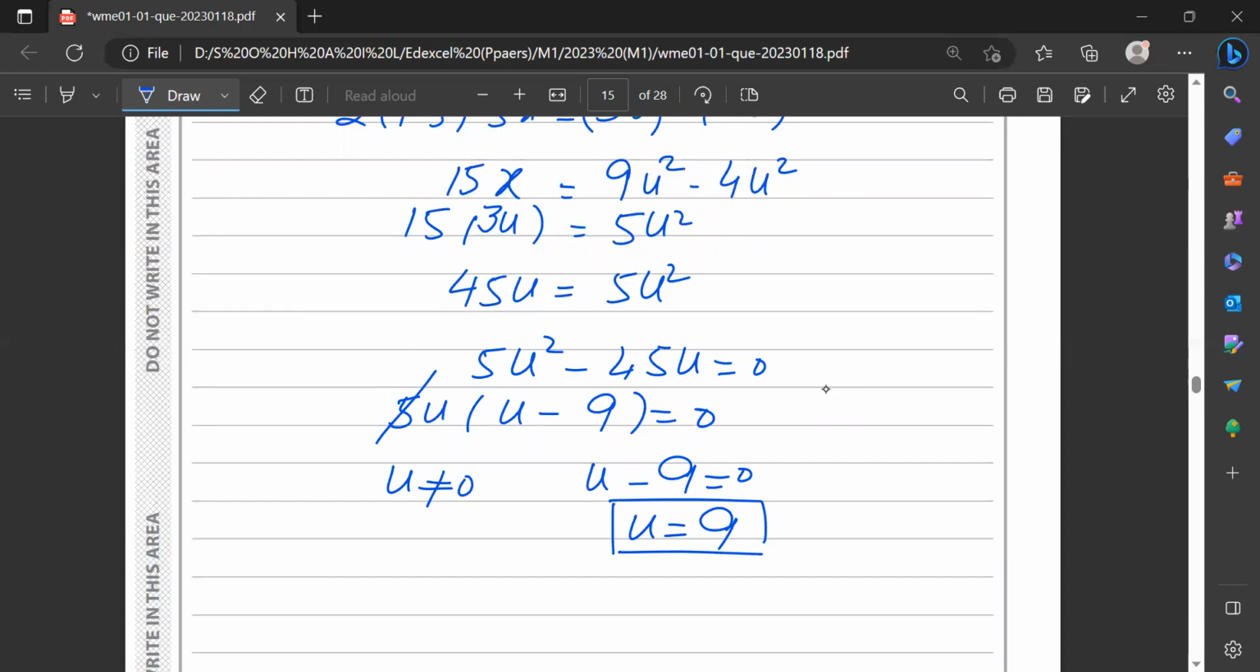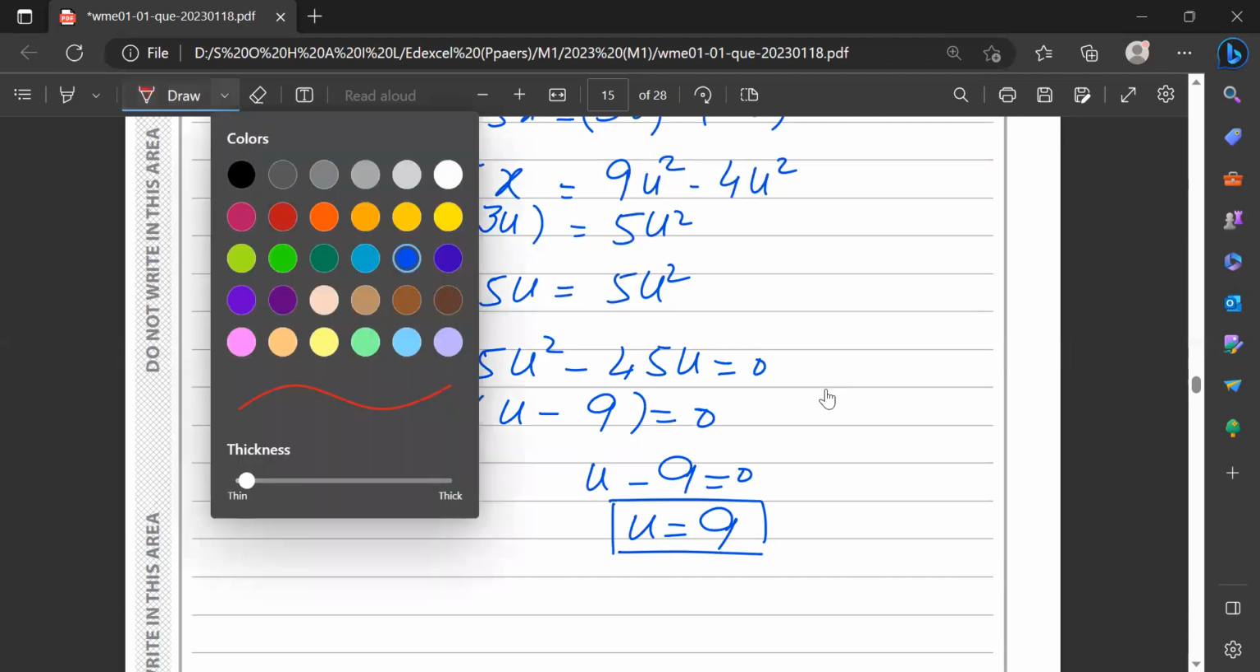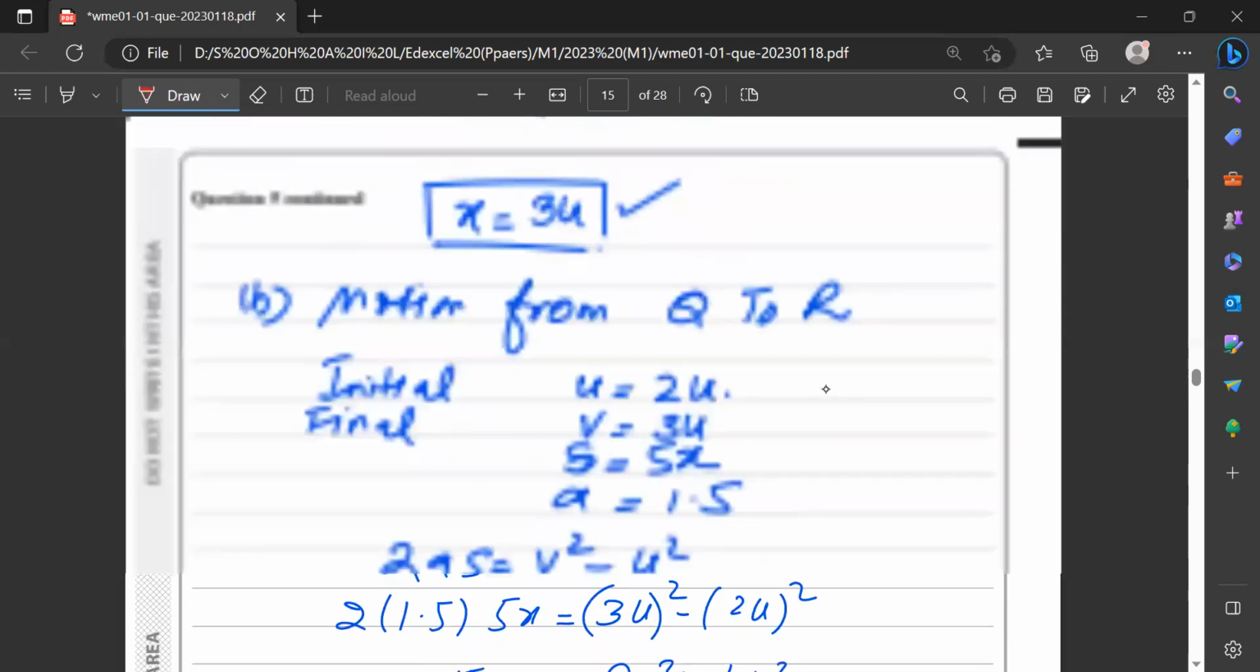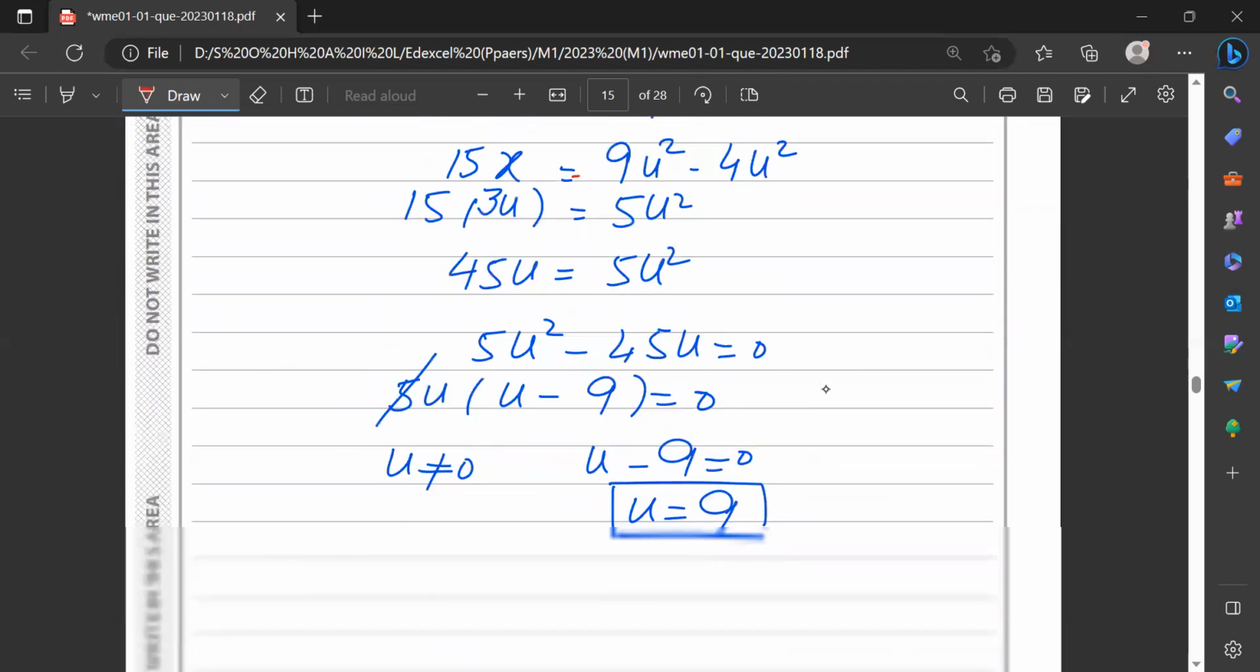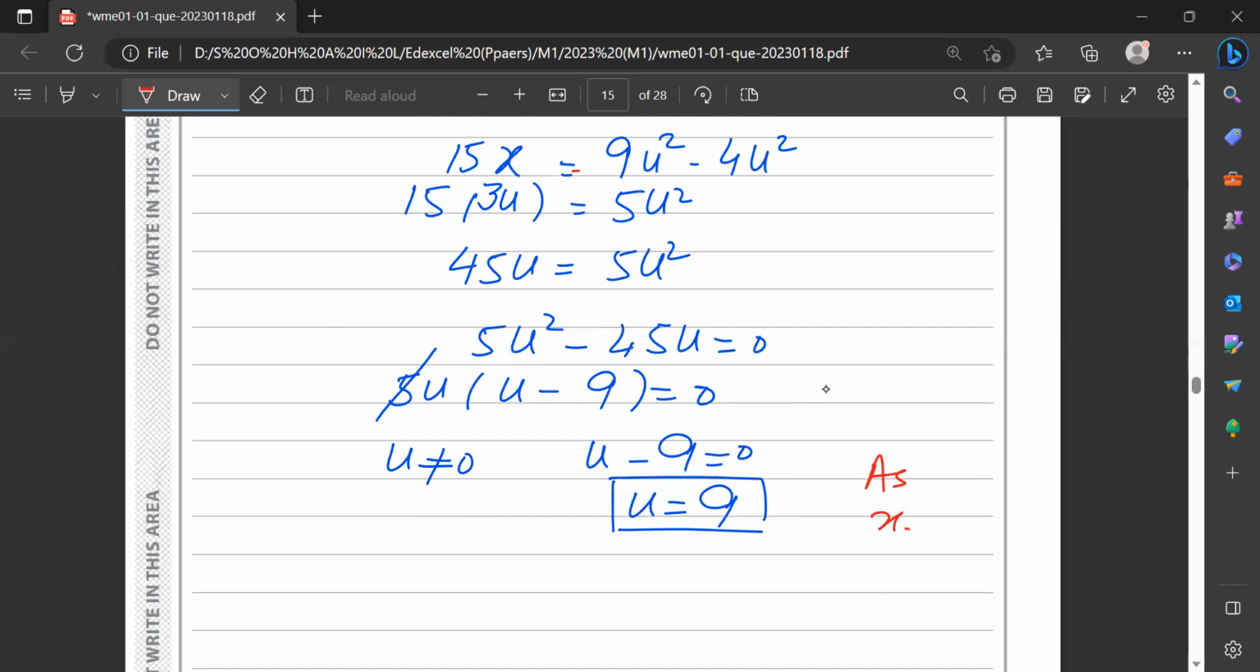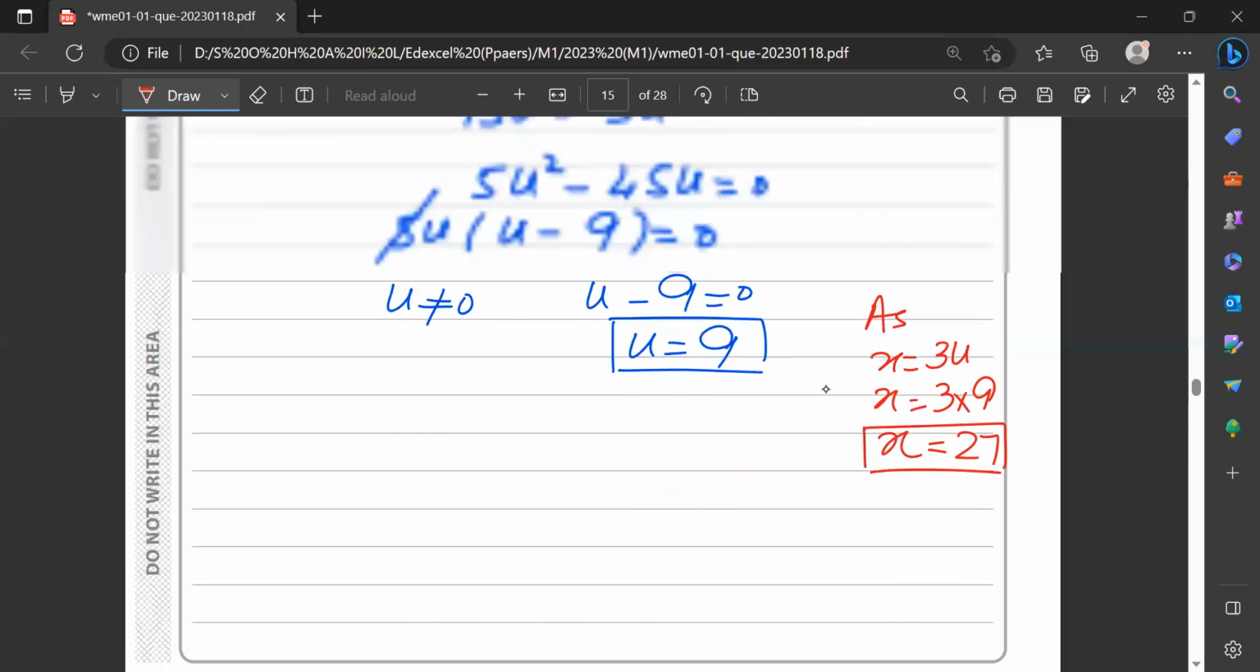Last part is to find the distance traveled by the vehicle during the first 14 seconds after passing P. If we have u, you can find x. The relation is x is equal to 3u, so x is equal to 3 multiplied by 9. So x has the value 27, and maybe it's required in the next part.